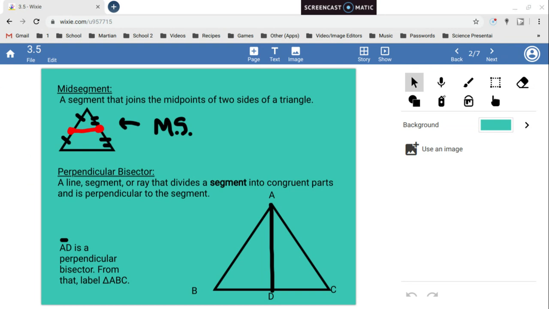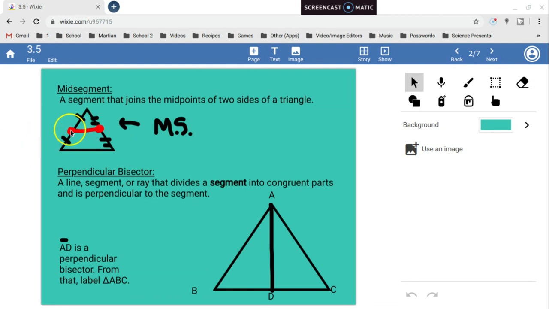Midsegment. This is the first thing. This is a segment that joins the midpoints of two sides of a triangle. Well, that kind of makes sense of why it would be called that. Midpoint, big segment. And then that just makes sense, I guess. That's all that is, really.